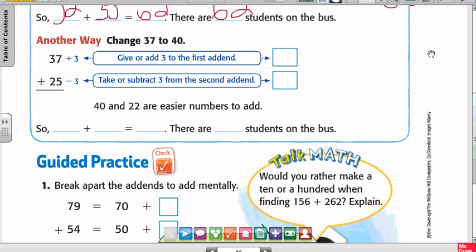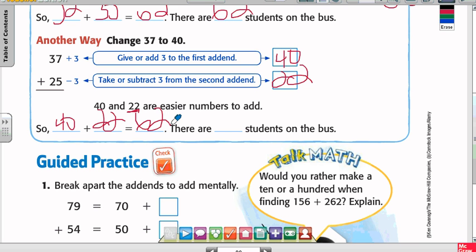Okay. So another way is you take 37 plus 3 would be 40. And then you take 25 minus 3. What's 25 minus 3? 22. And then add those together. It tells you right there. 40 plus 22, again, would be 62. So how many students are on the bus? 62.